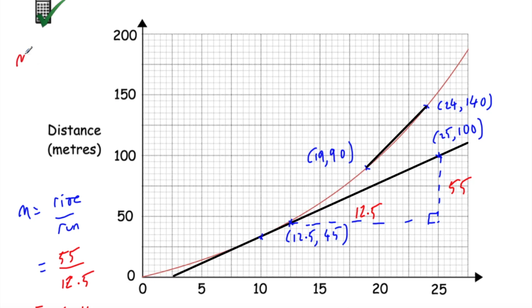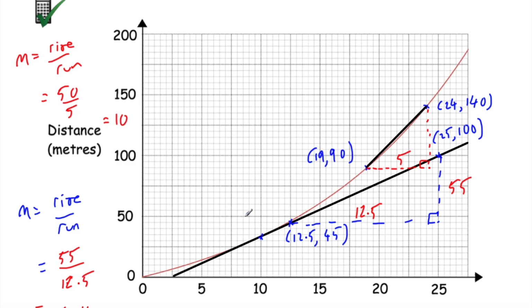Okay, so let's write the formula down. The gradient is equal to the rise divided by the run, or you could do y2 minus y1 over x2 minus x1, and you'd get 140 minus 90, which is 50, divided by 24 minus 19, which is 5, and that'll give you the answer there of 10. Alternatively, we could do the rise divided by the run, so let's do a little right angle triangle. We're going across and then going up there. In terms of the run, we're going from 19 across to 24, so the run is 5. The rise, we're going from a height of 90 up to 140, so the rise would be 50. And when we do 50 divided by 5, that's equal to 10.